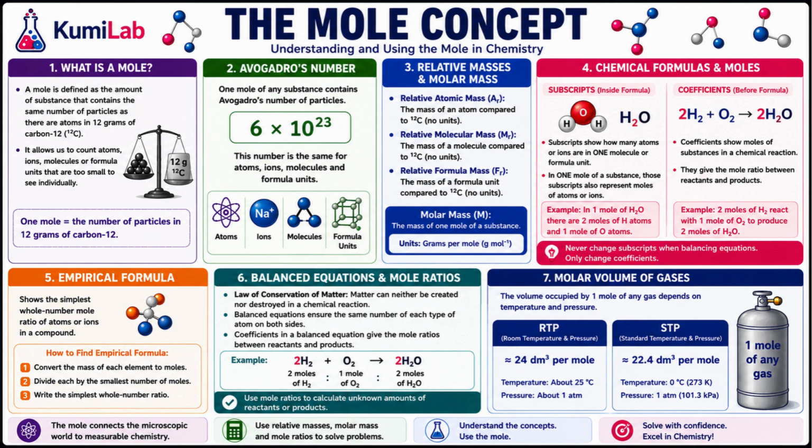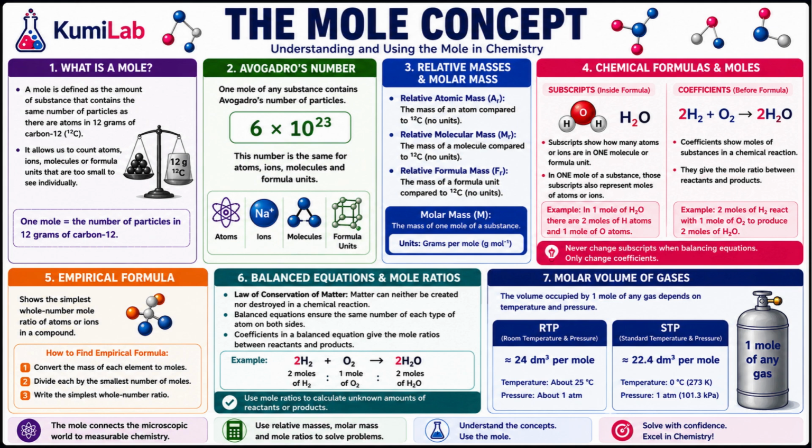Relative formula mass is used when ionic compounds are done. These relative masses have no units, they compare the masses shown. But molar mass is grams per mole, the mass of 1 mole alone.